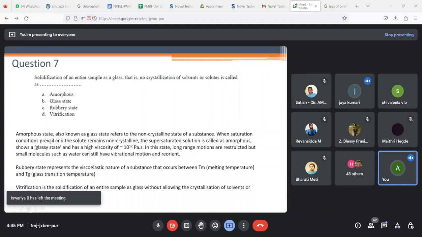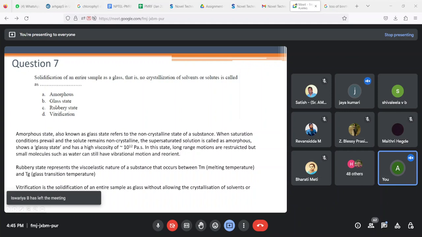So in this condition, only your water molecules, only small molecules like water, will be able to have a vibration motion. Rest all will be completely frozen and will have a very glassy appearance. So that is why it is known as an amorphous state or a glassy state.